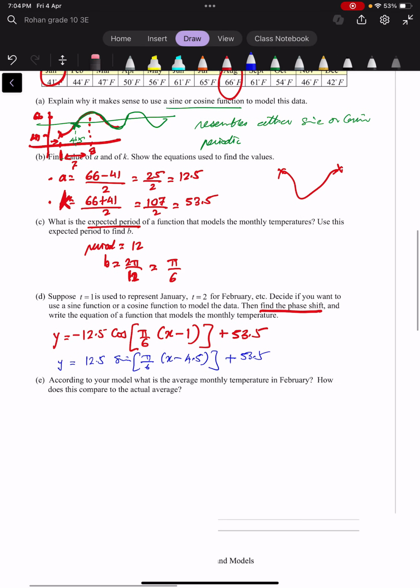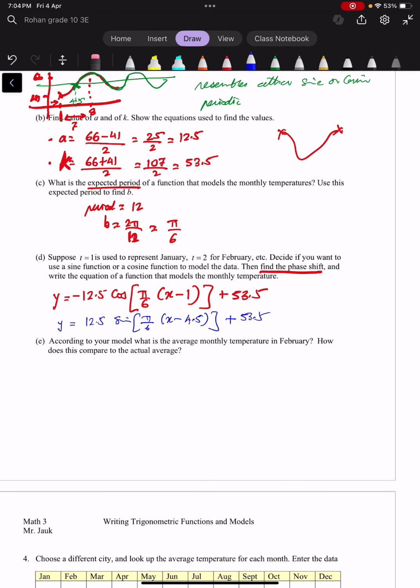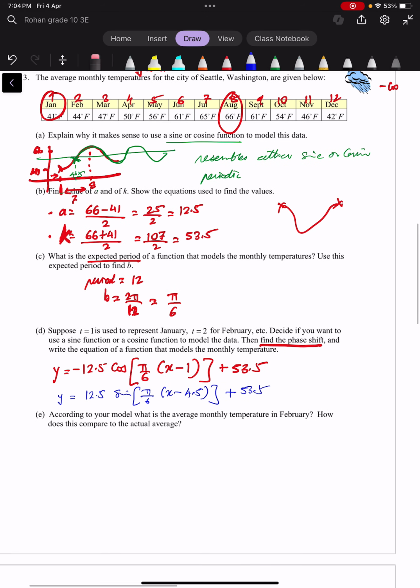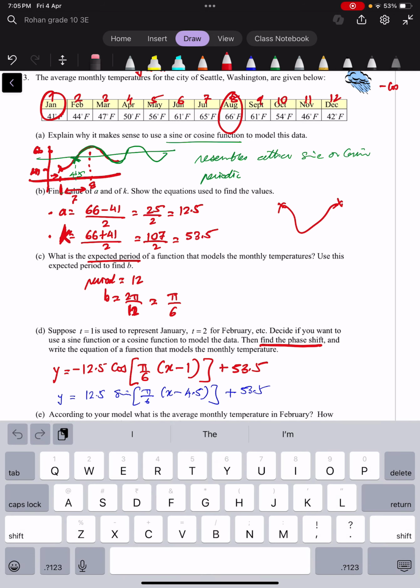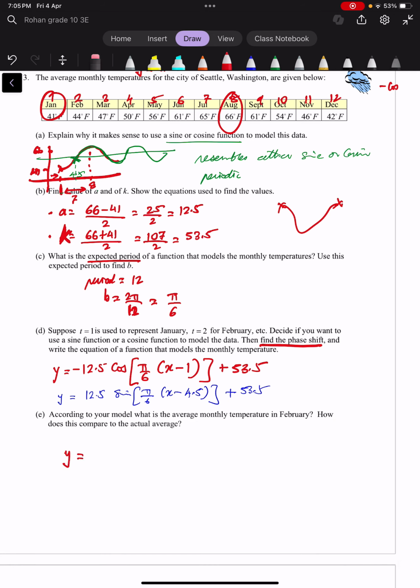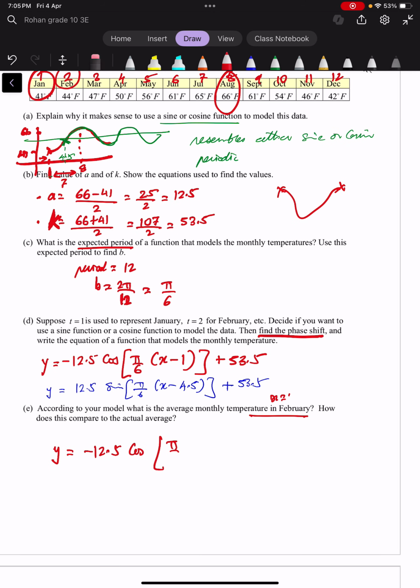According to the model, what is the average monthly temperature in Feb? How does it compare to the actual average? Let's take the cosine function: minus 12.5 cos. For Feb, what will you take as x? x is 2. So pi by 6 (2 minus 1) plus 53.5. Substitute this and get the answer on your calculator.